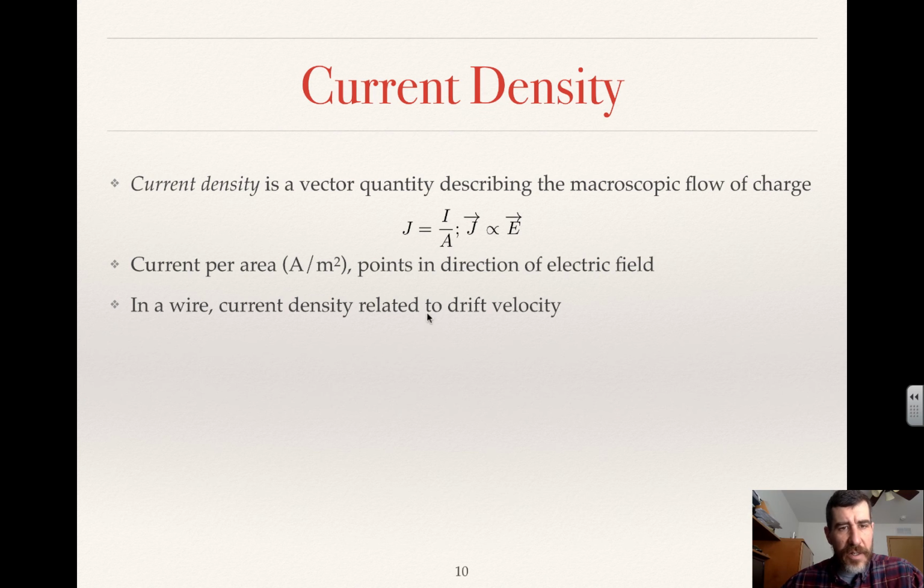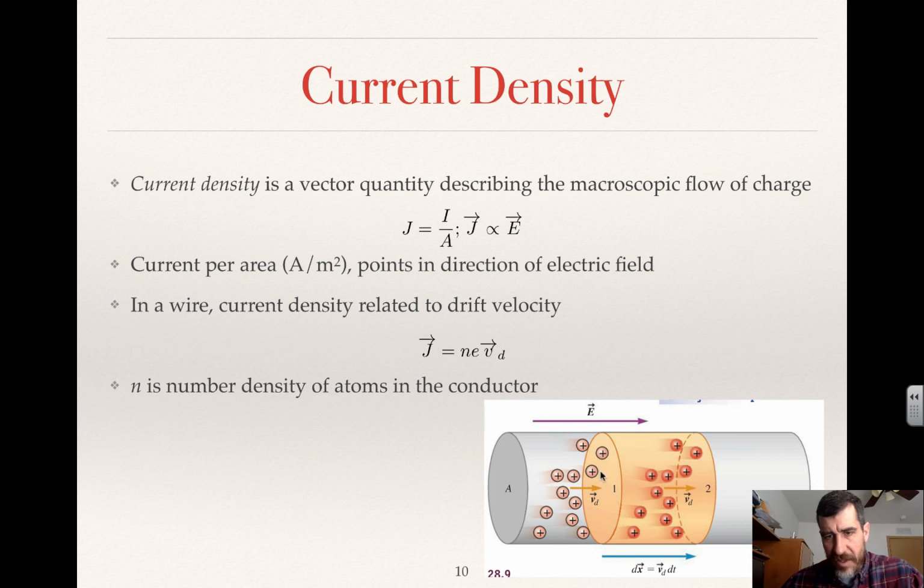And if you have a wire, the current density is going to be related to the drift velocity. In particular, the current density, which is a vector, is the number of charge carriers times the charge on each of the charge carriers, right? So it's just N times the charge on the electron times the drift velocity. N is the number density of atoms in the conductor, so it's basically the number of charge carriers you have. And here's one way to think about it. You have a wire, you've got all these little charge carriers. They have some drift velocity, and your current density has to be in the direction of the electric field.